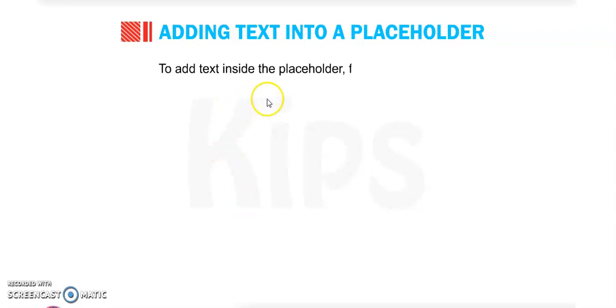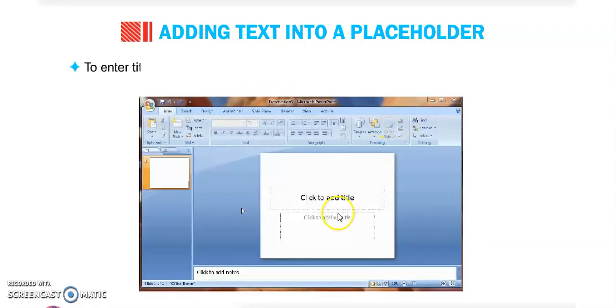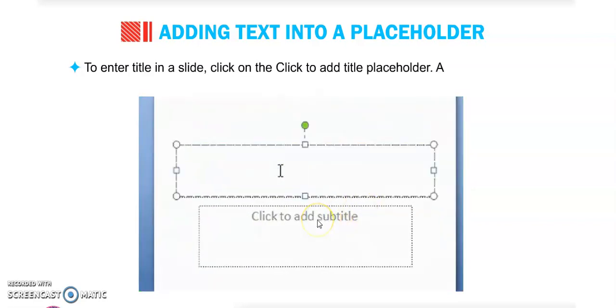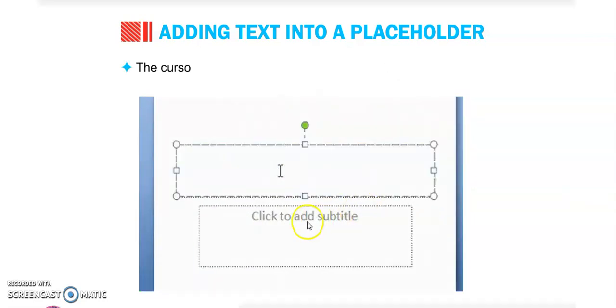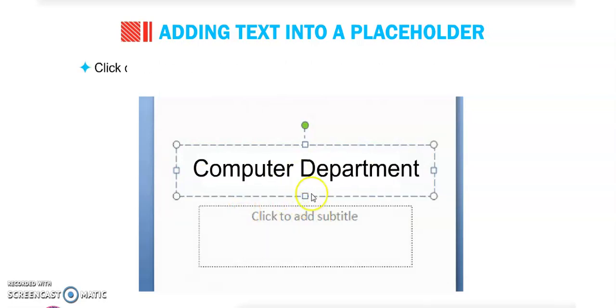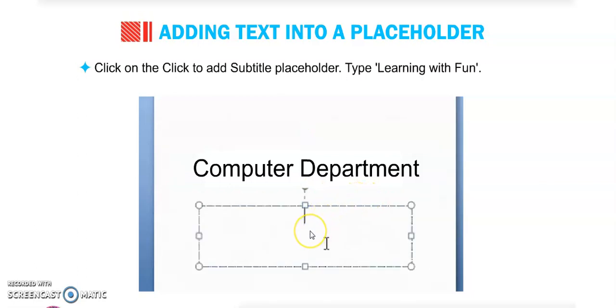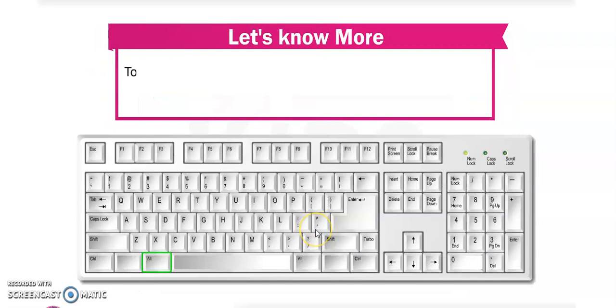To add text inside the placeholder, follow these steps. To enter the title in the slide, click on the click to add title placeholder. A text box appears and the cursor appears in the center. Type computer department or any text. Click on the click to add subtitle placeholder. Type learning with fun. Observe the change.